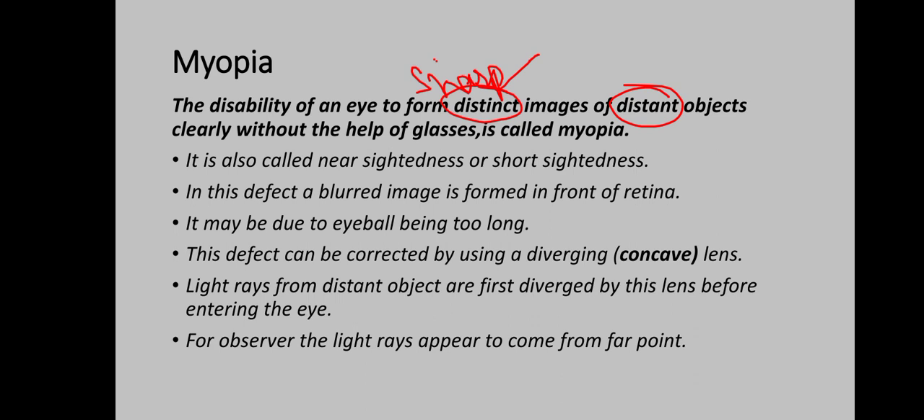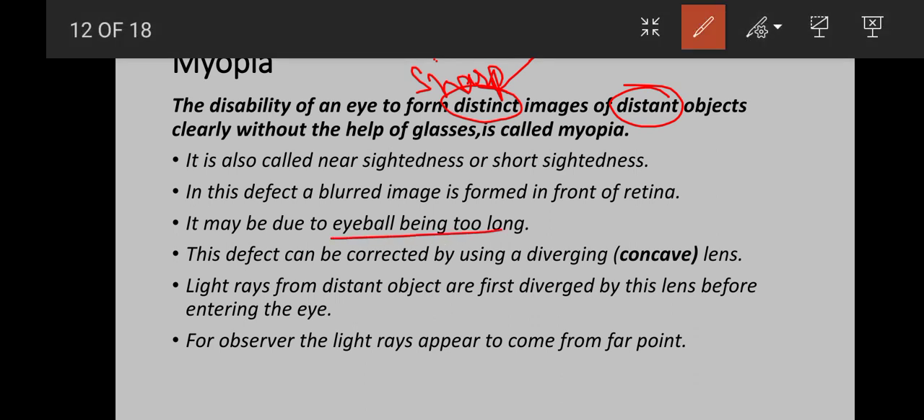So this is how myopia occurs. Why does it arise? Due to the eyeball being too long. In myopia the image is formed in front of the retina and it is corrected by using a concave lens.